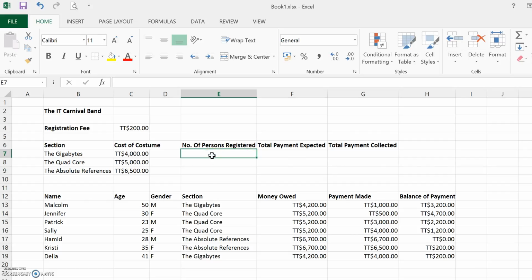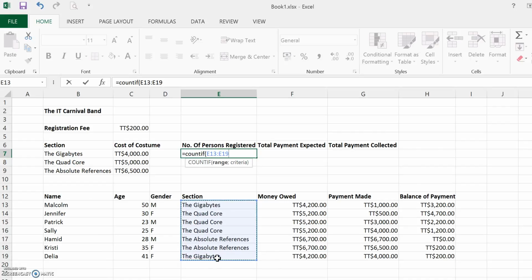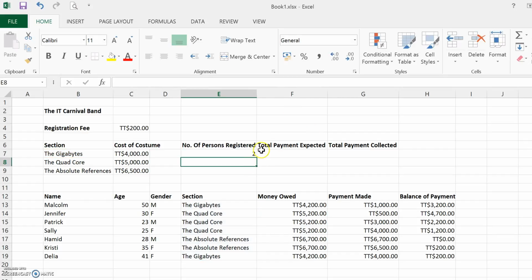So for the number of persons registered in each section, I will need to count how many people are in the gigabytes, the quad core, and the absolute references. So I'm going to use equal COUNTIF this range here satisfies this criteria. Remember, I'm in cell E7, so I'm actually counting the number of persons in the gigabytes. So I'm going to select the gigabytes. And let's see, we have 2 persons who have been registered for the gigabytes.